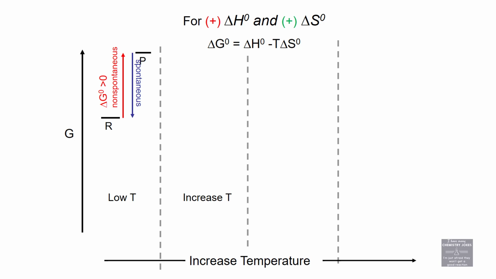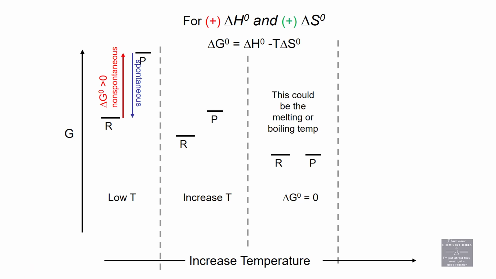your Gibbs free energy associated with R and P changes to be at these new levels. The R becomes lower, the P becomes lower. They get closer together, but it's still non-spontaneous. As you continue to increase temperature, you get to a point where the reactants and products have equal free energy. And so delta G of this state at this temperature is equal to 0.